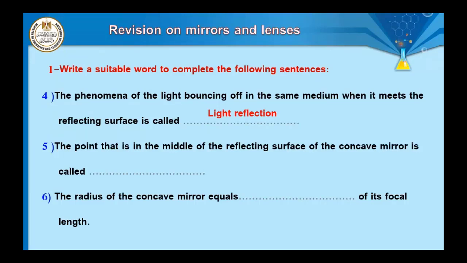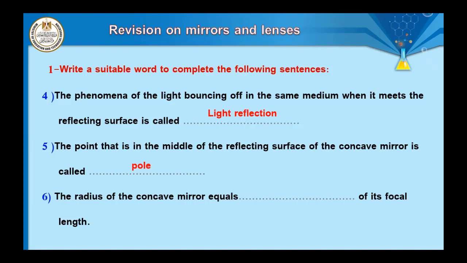Question number five. The point that is the middle of the reflecting surface of a concave mirror is called what? There are many concepts related to the concave mirror: focus, pole, principal axis, secondary axis. One of these concepts can be defined as the point in the middle of the reflecting surface, which is called, yes, excellent, my dear student, pole. Pole is the point that is in the middle of the reflecting surface of the concave mirror.